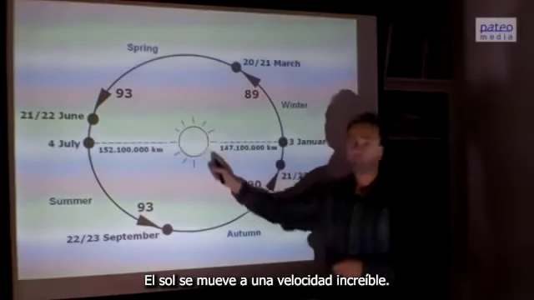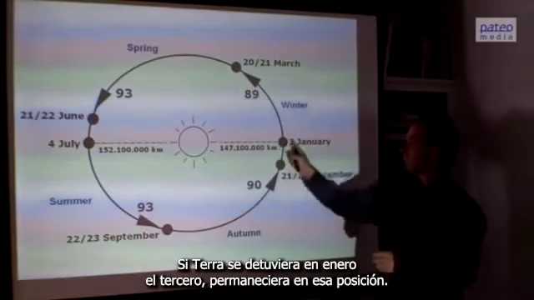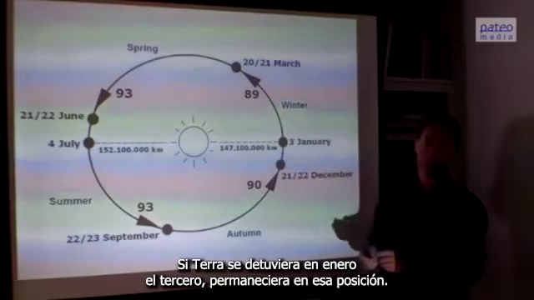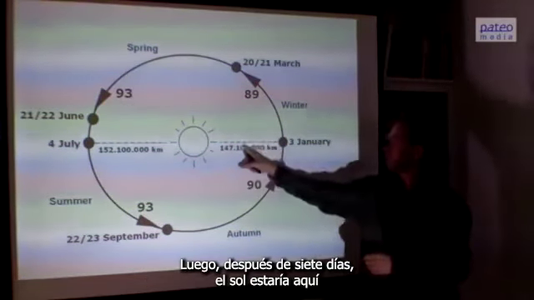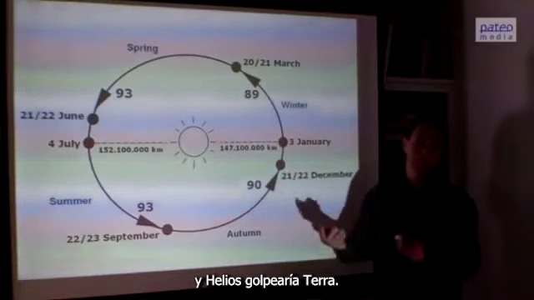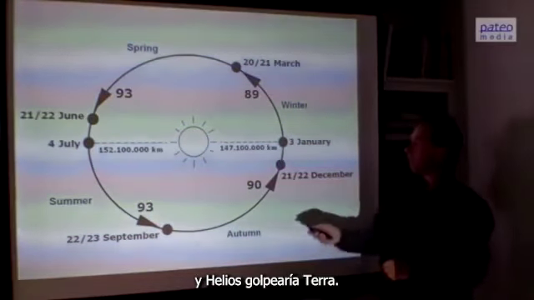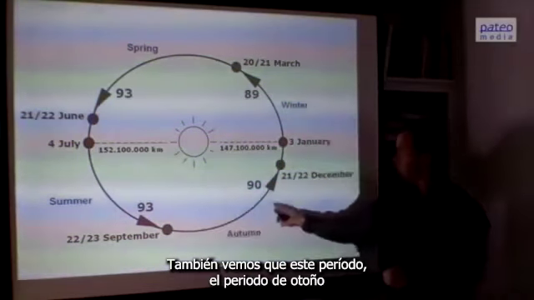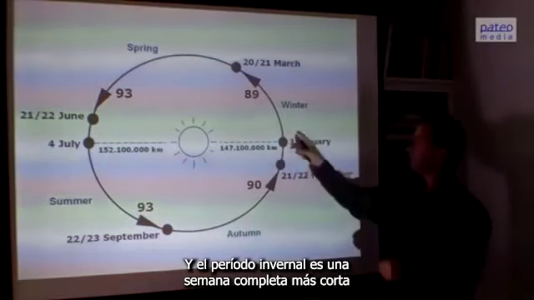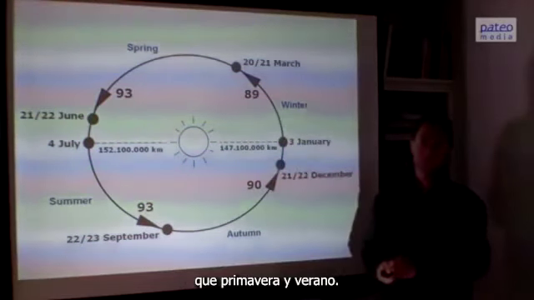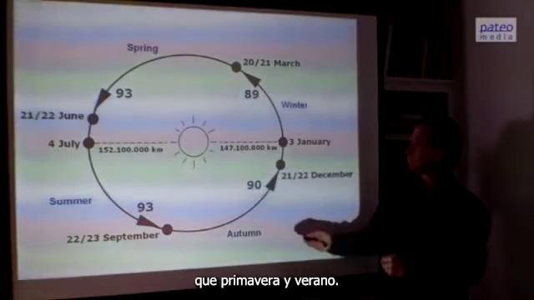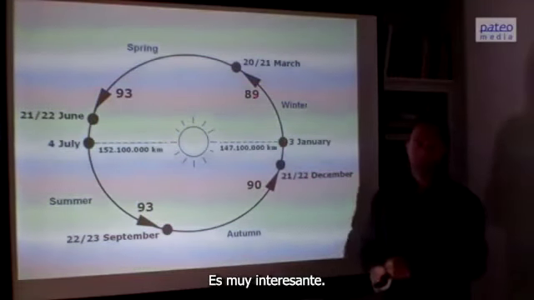The Sun moves with an incredible speed. If Terra would stand still on January the 3rd and remain on that position, then after 7 days of time, the Sun would be here and Helios would hit Terra. We also see that this period, the autumn period and the winter period, is 1 full week shorter than spring and summer. It's very interesting.